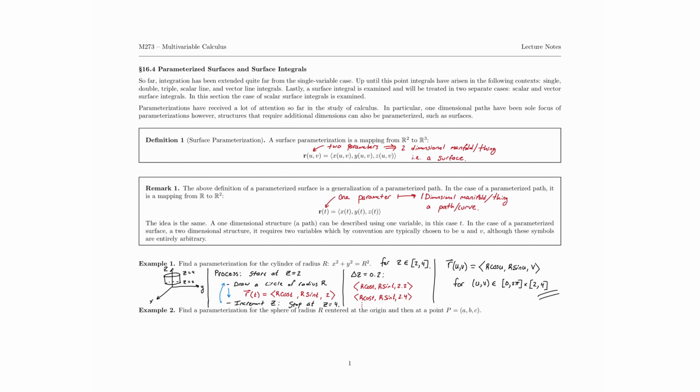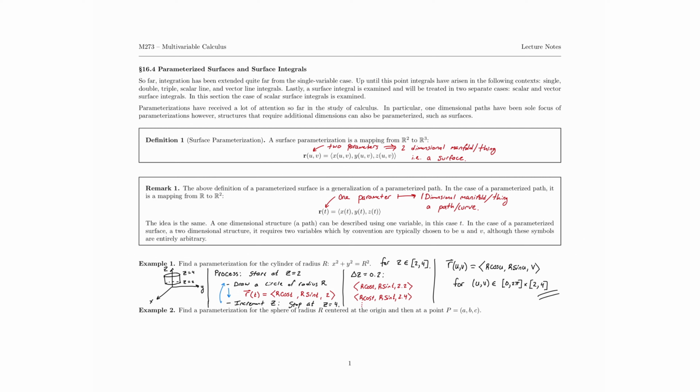All right, the next example that we have here is example 2. Find a parameterization for the sphere of radius r centered at the origin and then at a point. So it's really two parts here. First, do the sphere of radius r centered at the origin and then change the center to a point ABC.